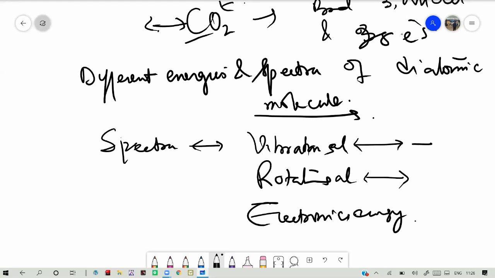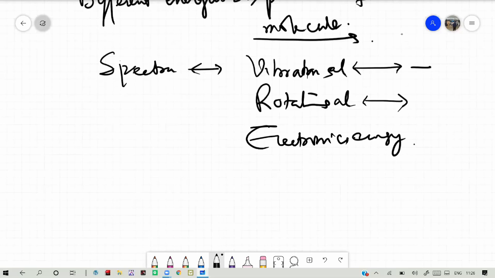But before that, let us see what are the different energy ranges which are responsible for vibrational, rotational, and electronic spectra. So in what energy range do these spectra fall? What is the range of the energies for vibrational spectra, rotational spectra, and electronic spectra of molecules?